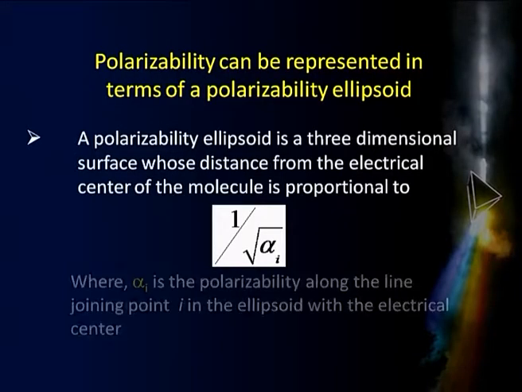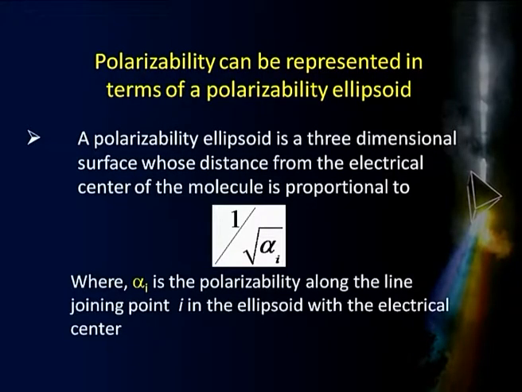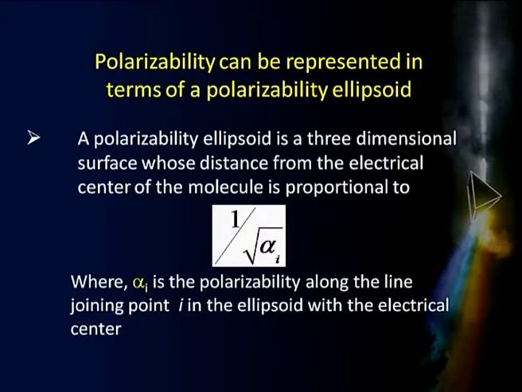Now, as I just mentioned, alpha_i happens to be the polarizability along the line joining a point i on the ellipsoid with the electrical center. That means, if I have a molecule, the molecule has an electrical center. From this center to the ellipsoid, so if I have any point on the ellipsoid, this distance is what is going to be determined by the magnitude of polarizability along this direction. So, that is the way we generate the polarizability ellipsoid.